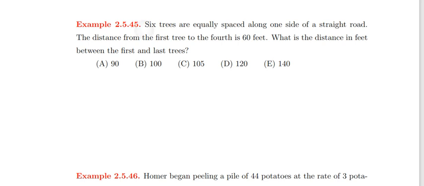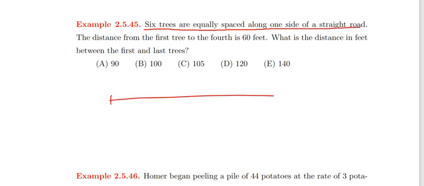Okay, so 6 trees are equally spaced along one side of a straight road. So let's say here we have 1, 2, 3, 4, 5, 6. We have 6 trees. So the distance from the first tree to the fourth tree is 60 feet. So from here to here is 60 feet.